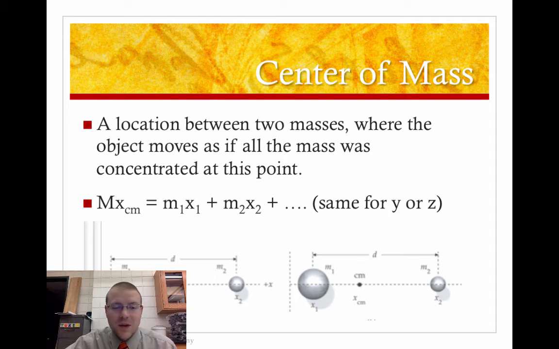And the mathematical equation there is big M, which is total mass, multiplied by the center of mass, equals mass 1 times its x position, plus mass 2 times its x position. And if you had 100 masses, you could do this for a system of 100 masses. So let's do an example of trying to calculate where the center of mass is.